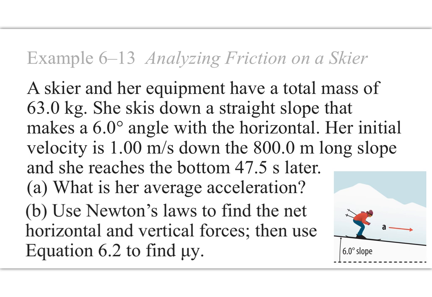A skier and her equipment have a total mass of 63 kilograms. She skis down a straight slope that makes a 6-degree angle with the horizontal. Her initial velocity is 1 meter per second down the 800-meter long slope, and she reaches the bottom 47.5 seconds later. What's her average acceleration? Use Newton's laws to find the net horizontal and vertical forces. Then use the equation which is your kinetic friction, to find your kinetic friction going down is what they're trying to find. All right, so average acceleration.